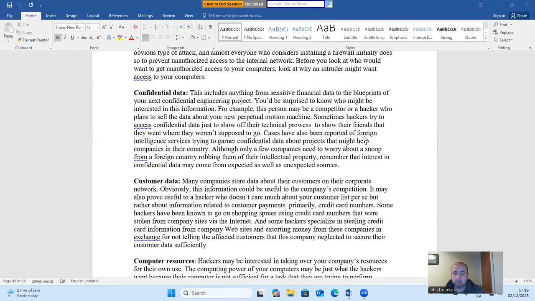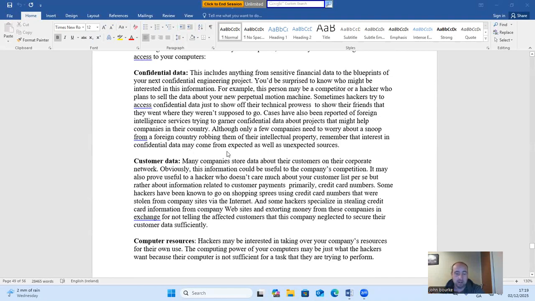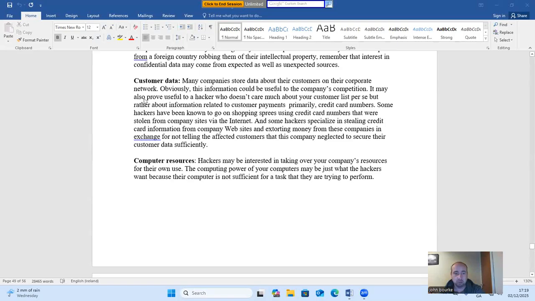Cases have also been reported of foreign intelligence services trying to garner confidential data about projects that might help companies in their country. Although only a few companies need to worry about a snoop from a foreign country robbing them of their intellectual property, remember that interest in confidential data may come from expected as well as unexpected sources.